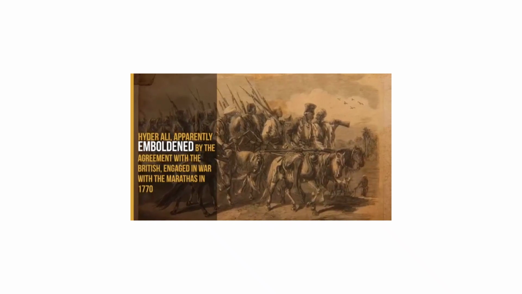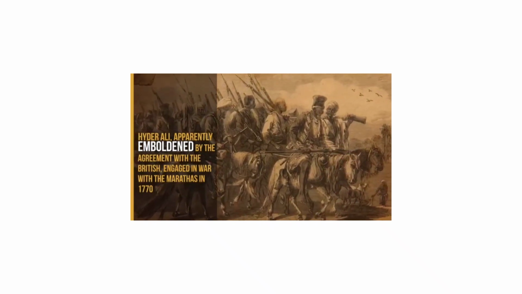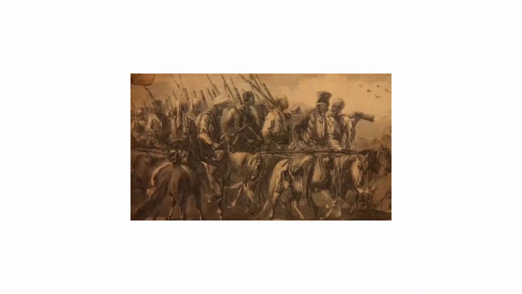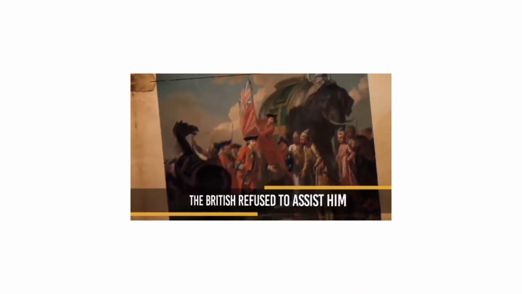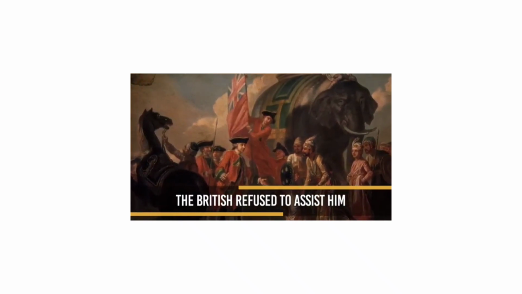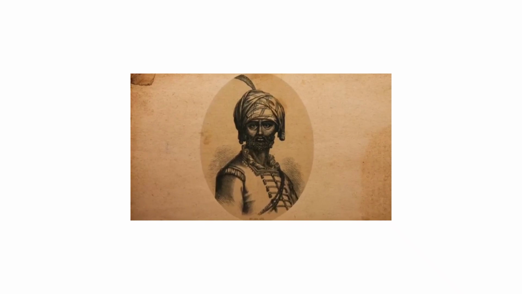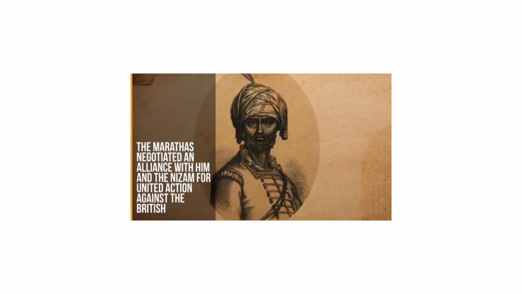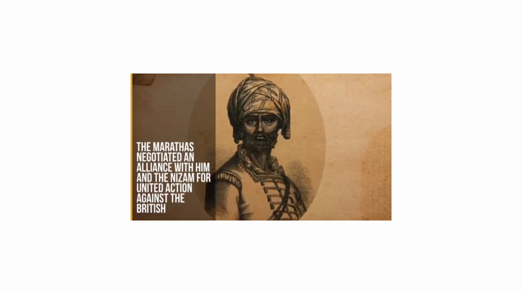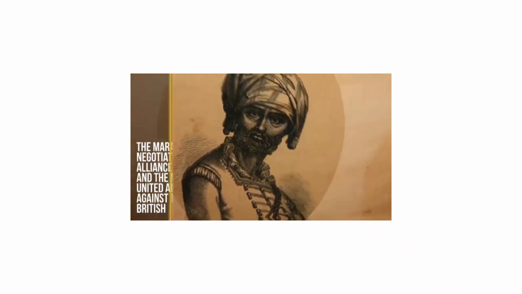The consequences of the First Anglo-Mysore War are: Hyder Ali, apparently emboldened by the agreement with the British, engaged in war with the Marathas in 1770 and requested British support when the Marathas penetrated Mysorean territory. The British refused to assist him, even though they were also drawn into conflict with the Marathas in the 1770s. Hyder's battles did not fully end until 1779, when the Marathas negotiated an alliance with him and the Nizam for united action against the British.